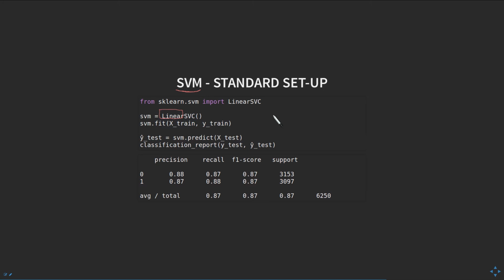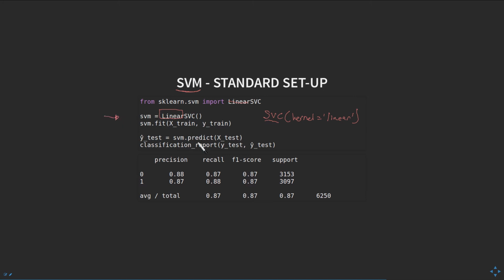Now we might also say we import SVC, and then SVC might have a kernel which we can specify, and we can specify the linear kernel as well. But this SVC model tends to be a bit slower than just the linear SVC because it has a different backend to do the calculations. But this is only important when you're using scikit-learn.